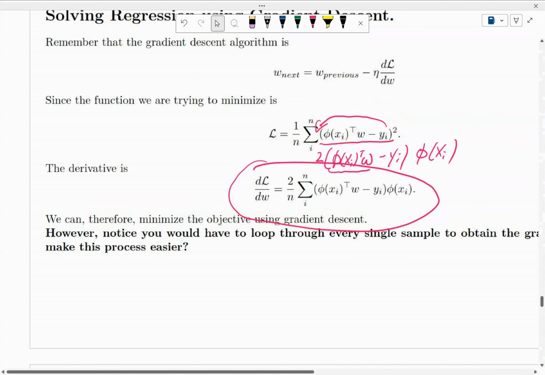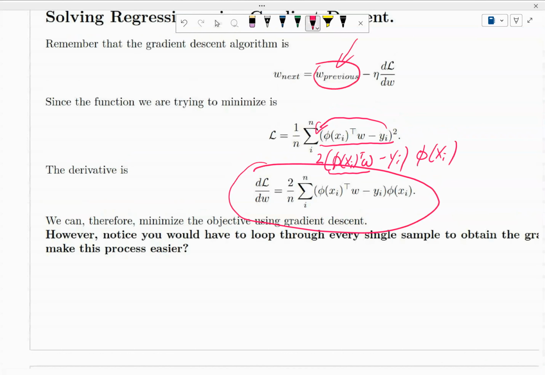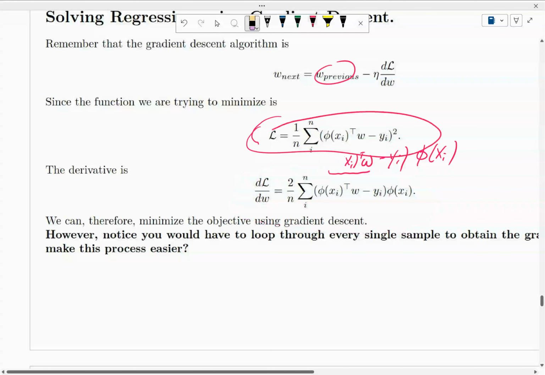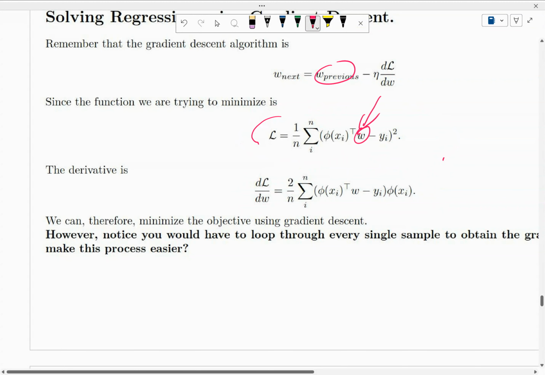If we know the derivative, we can pick any point w as a starting point, and then iteratively get the next point, and then the next point, and then the next point. Eventually we'll find a w that makes this average error, the mean square error, as small as possible. When that happens, we have essentially found the ideal weight that makes this error as small as possible.